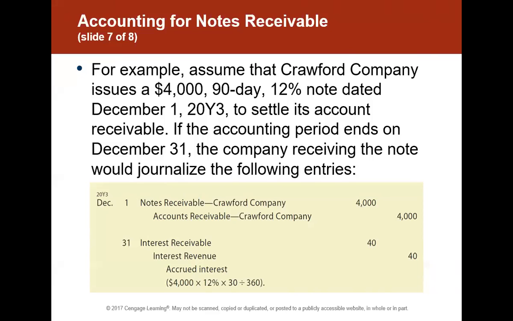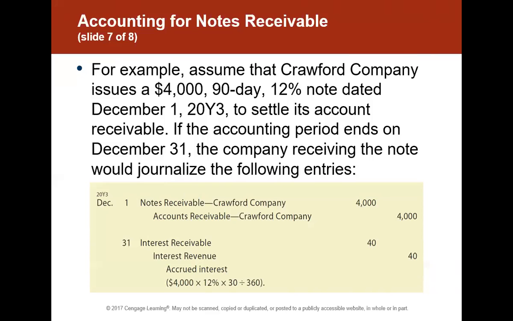So we calculate 30 days of interest. It's the same interest calculation: base amount times 12%, but we just want 30 days, 30 over 360, December 1st through the 31st. That calculates out to $40. We debit interest receivable because we haven't received it yet. It's just due to us. And we go ahead and recognize that as revenue in this fiscal year.